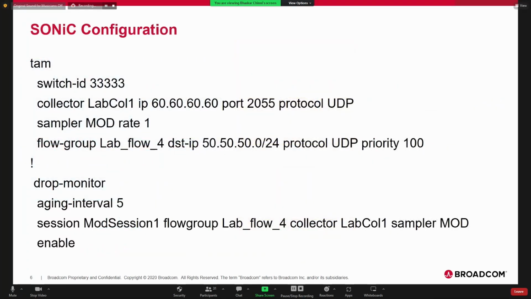This is the configuration that I have on my SONiC switch. I'm not going to go into detail on all the commands, but I would like to highlight a couple of those. For example, the 4th command that you see here on this slide, flow group lab flow 4, is probably the most important command here, because this is how you tell your switch, you tell your MOD feature, what is the interesting traffic. As Bhaskar said, MOD will create an alarm and send a message if a packet drop happens, but MOD will only do it for the interesting traffic, the traffic that you tell this feature to look for. Let me give you an example.